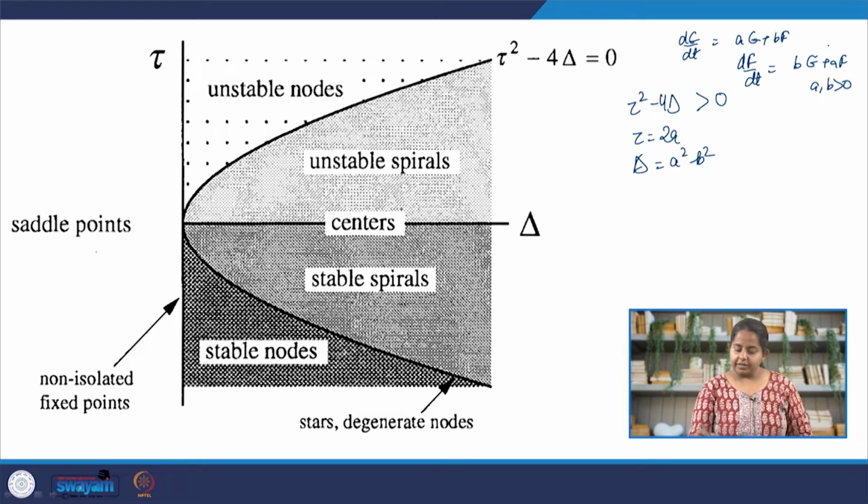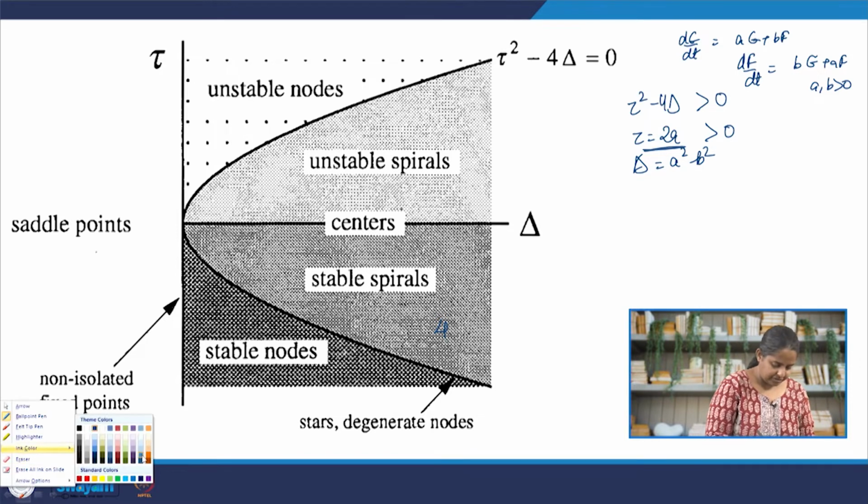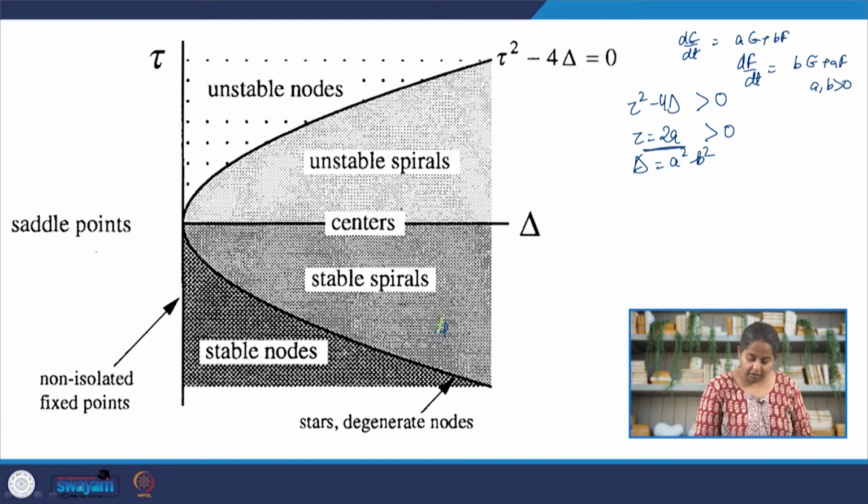Okay, so notice here that tau is 2a, so this is going to be greater than 0. So when tau is 2a, tau is positive, we are not dealing with the fourth. Let me use another color for this. We are not dealing with the fourth or with the third quadrant.